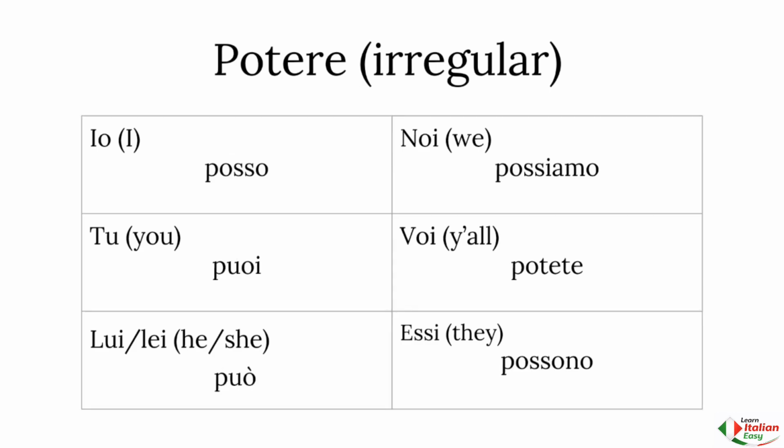Okay, awesome. Then we have potere, to can, to be able to, and this is irregular as well. So, let's see its conjugation. Io posso, tu puoi, lui, lei può, noi possiamo, voi potete, and this is the only regular form. Essi possono. Is it clear? Perfect. Very good.